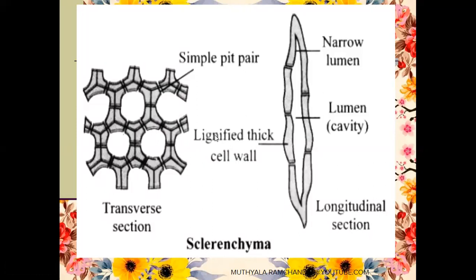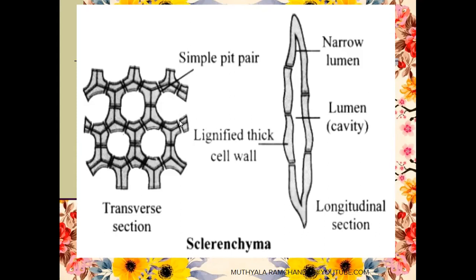Lignin is the hard cell wall chemical. It is present in the formation of the thick cell wall. It helps in mechanical support to the cell. At the same time, these sclerenchyma cells help in mechanical support to the plant body. And these lignified cell walls appear only in sclerenchyma tissue.